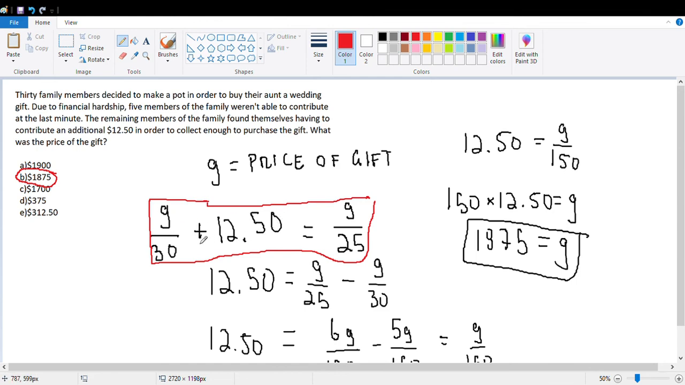G over 30 plus $12.50 is what each person is going to put to the pot now that the 5 people left. But what's the price of the gift after the 5 people leave? Well, each person is going to put G over 25 because there's no longer 30 people, but now there's 25 people. That means that G over 25 must equal this amount here on the left. And then we solve for G afterwards.